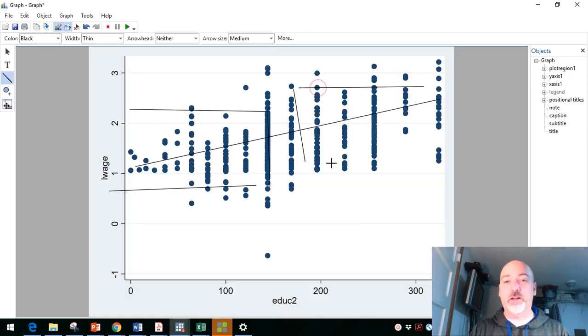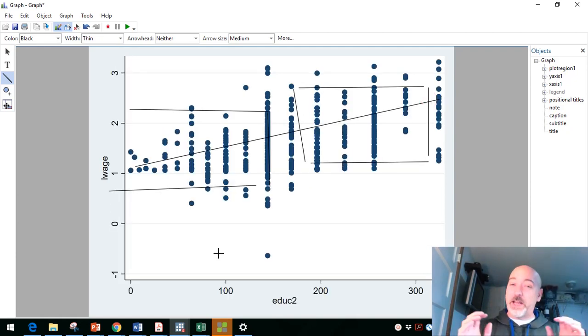What was that? Sorry. That's supposed to be a straight line. I get excited when I run regressions. I lose control.